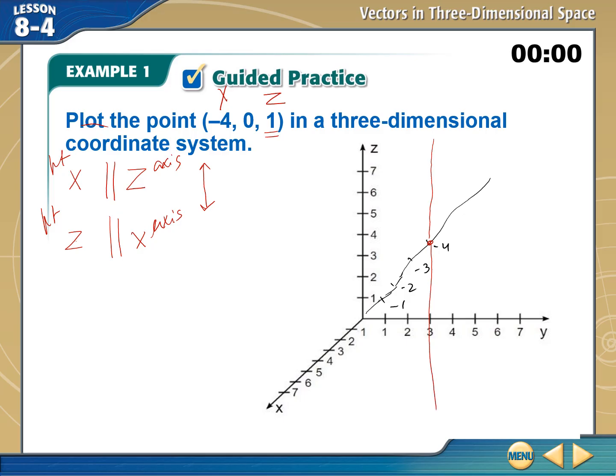Now on the z, let's take another color. Now plot a z point on the z-axis. The z-axis is our vertical line. So here is the 1, and make it parallel to the x-axis. So here is the line which is parallel to the x-axis. Now wherever the green and the red line meet, that is our answer. So this point is our -4, 0 and 1.